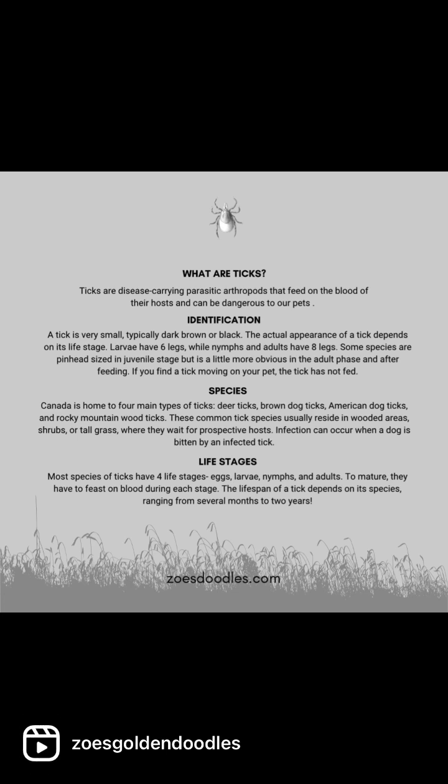Life stages. Most species of ticks have 4 life stages: eggs, larvae, nymphs, and adults. To mature, they have to feast on blood during each stage. The lifespan of a tick depends on its species, ranging from several months to 2 years.